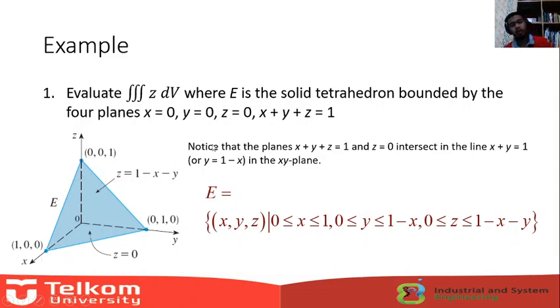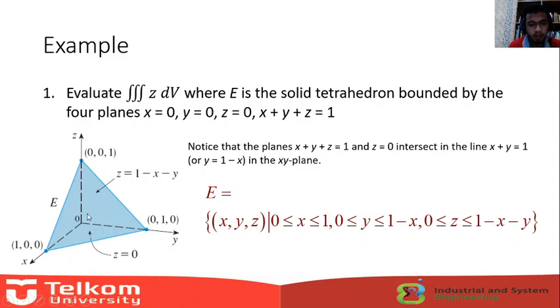Okay, next we have to find the boundaries. First, z is from 0 until here, so z is from 0 until 1 minus x minus y.